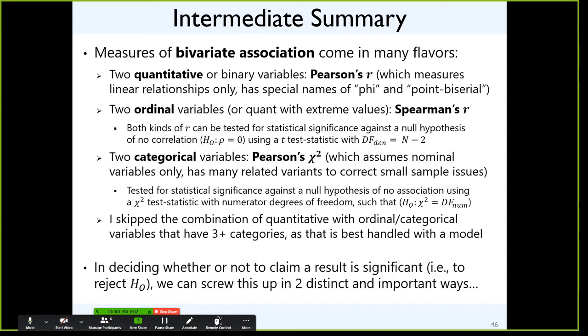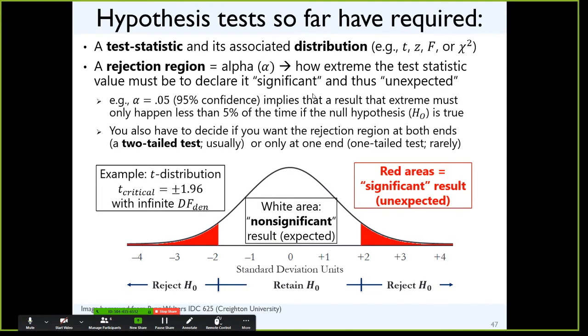Models are how you answer questions. They're way more flexible and powerful than just these sorts of measures of association because you can control for stuff. Are these two things still related after I factor in potential confounds? Those sorts of questions are answered by models, which is why they're very exciting. But in making any decision about the null hypothesis, we can screw up our decision in two distinct ways. So I want to make sure that we have time for this because this is important.